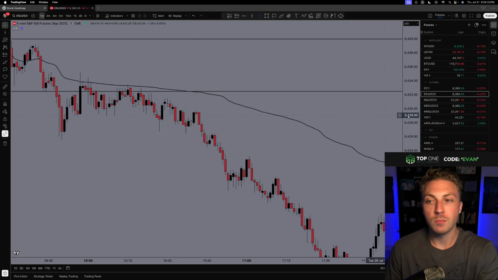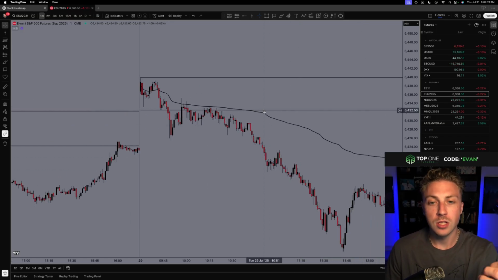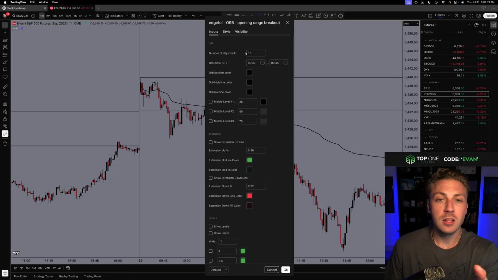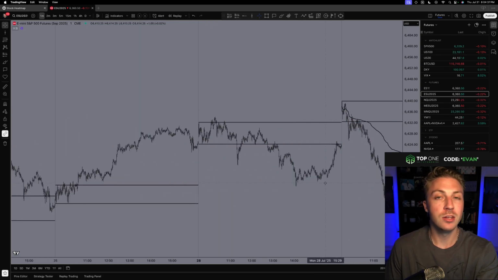Now let's zoom it on out with this indicator. That's how I have this opening range. You can actually double click on it and go to the settings. And on the top here, you can go to the number of days back. I have it normally at 1, but for this video, let's just put it to 10. So you can now see, when we zoom out, we can see the last 10 opening ranges.